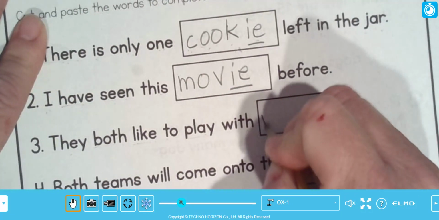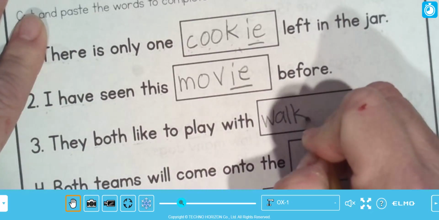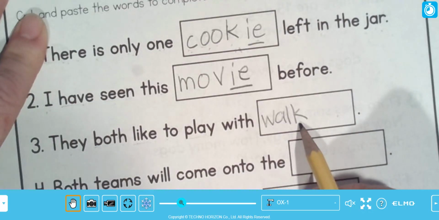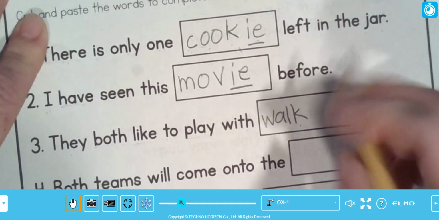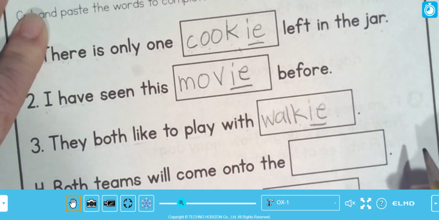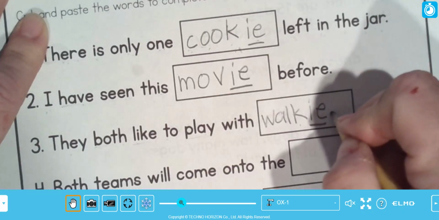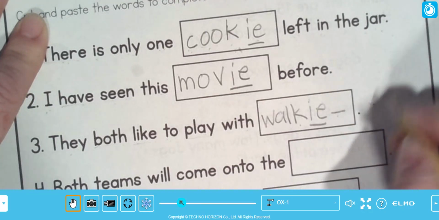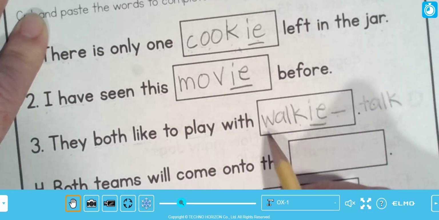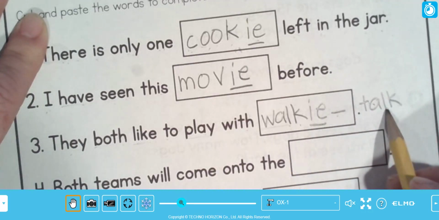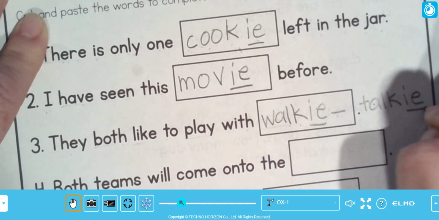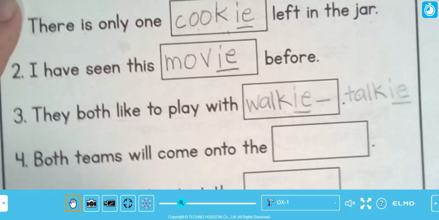So let's do walkie. There's walk. So write down walk. Okay, now we're gonna add E at the end for walkie. Walkie. And then the dash. And I'm gonna put talkie over here because it doesn't fit in the box. Talk. There's talk. So walk, talk. And then at the end, we're going to put E. So walkie-talkie. Go ahead and write that down.